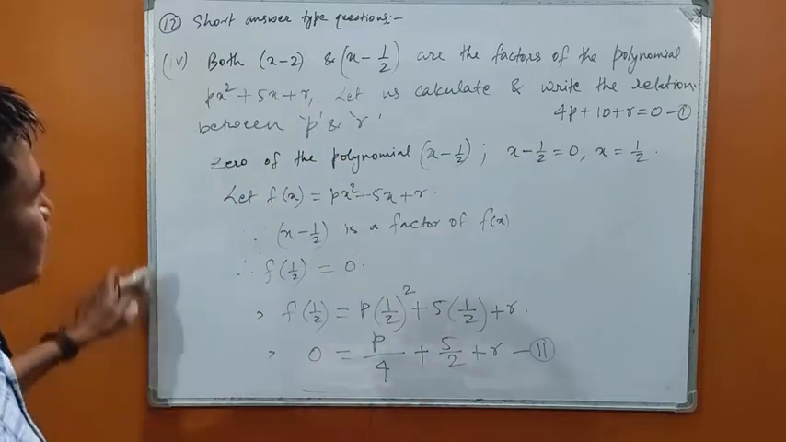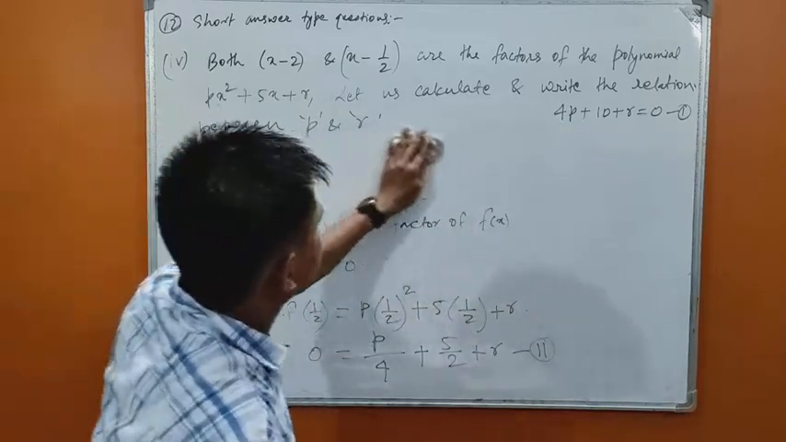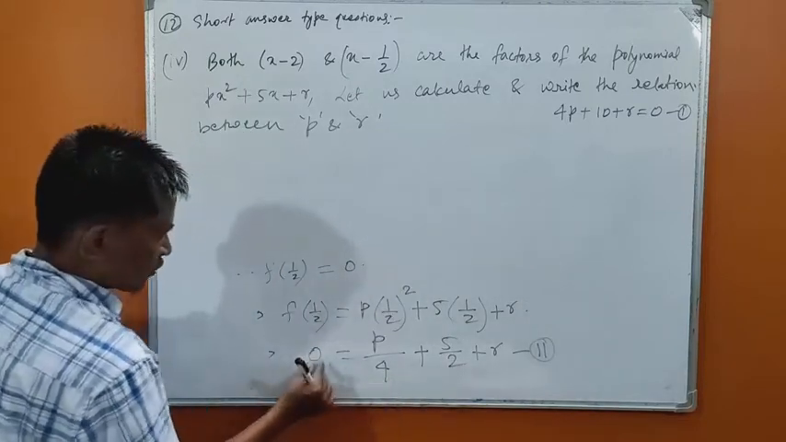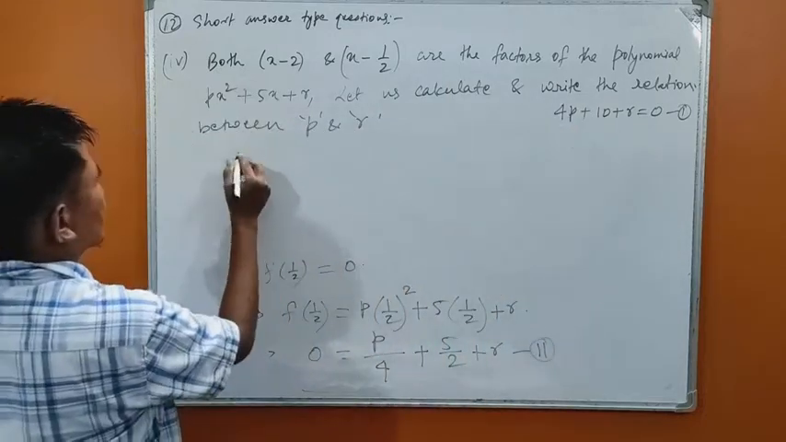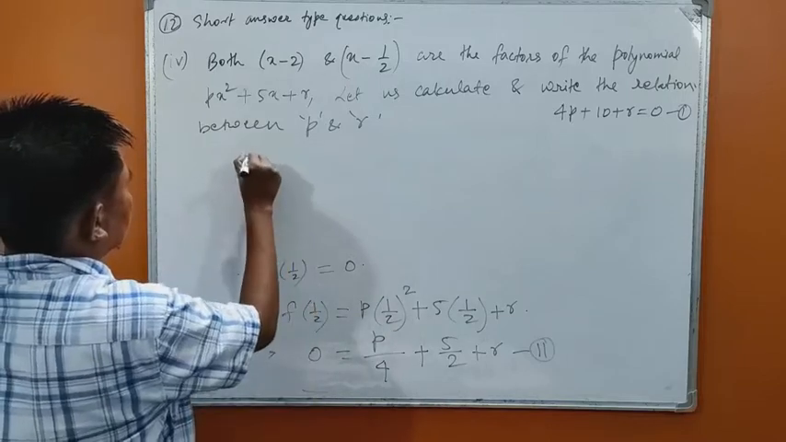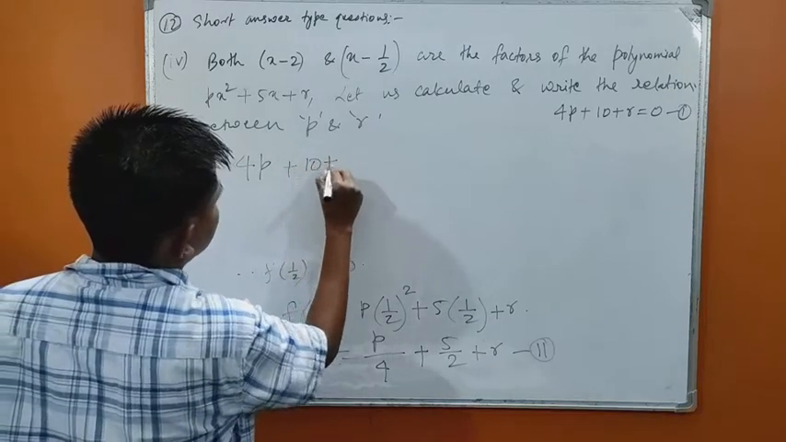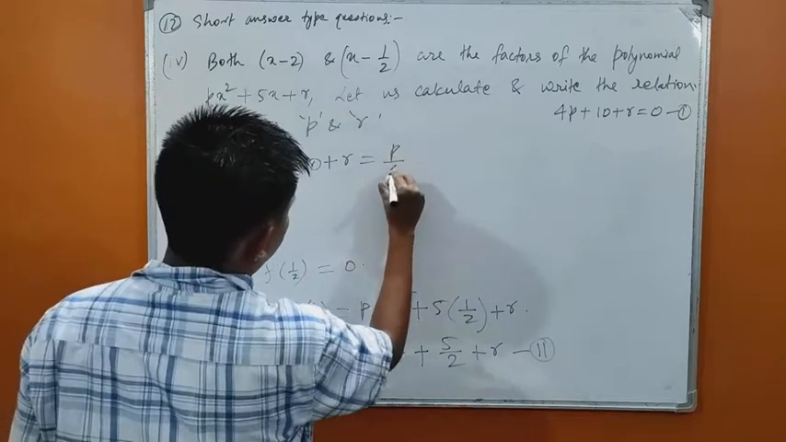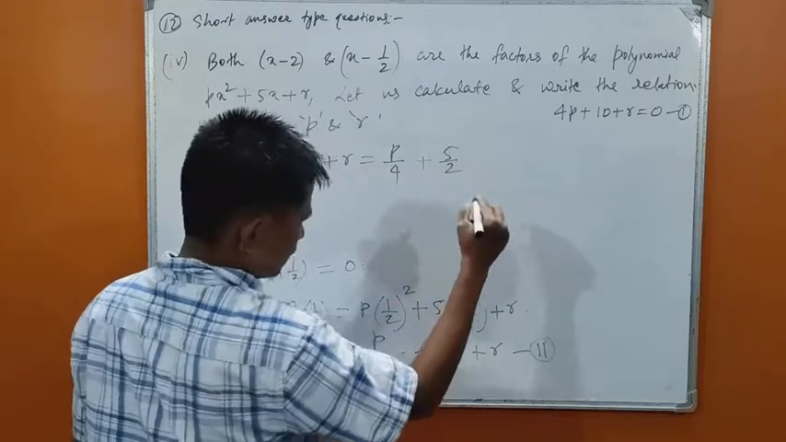So please take the screenshot. I am going to erase this. That means we can say, since this expression equals 0 and this expression also equals 0, this expression equals this expression, isn't it? 4p plus 10 plus r equals p upon 4 plus 5 upon 2 plus r.